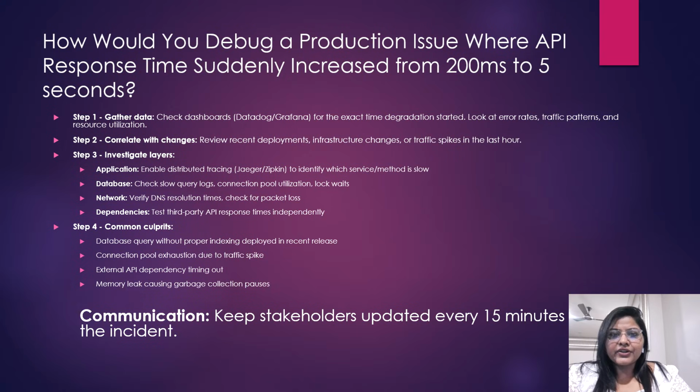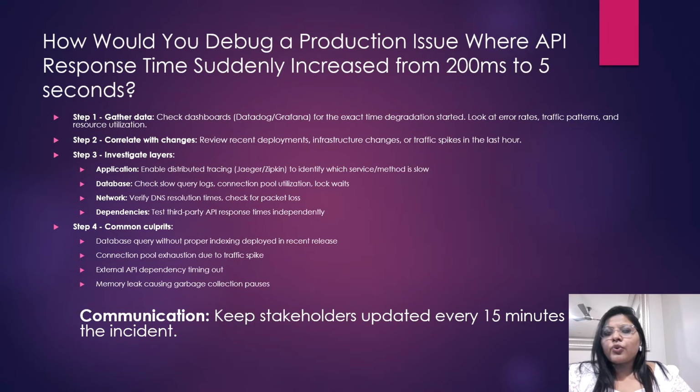There are various monitoring tools like Datadog or Grafana from where we can identify the exact time when the degradation started, correct? So, what are the traffic patterns? What are the error rates? What are the resource utilization? That will give us a clear picture of the exact timestamp when the issue began.